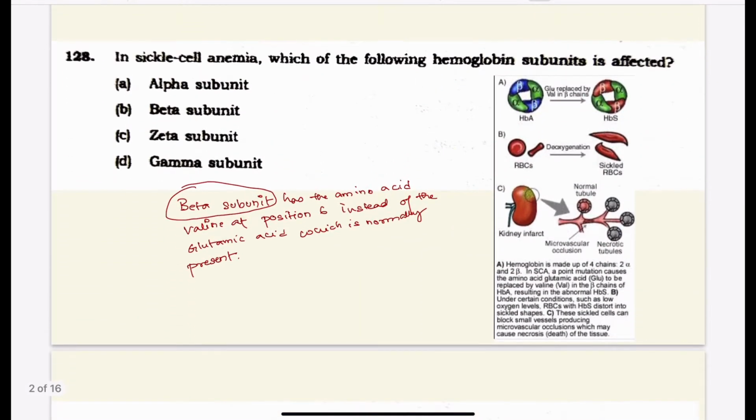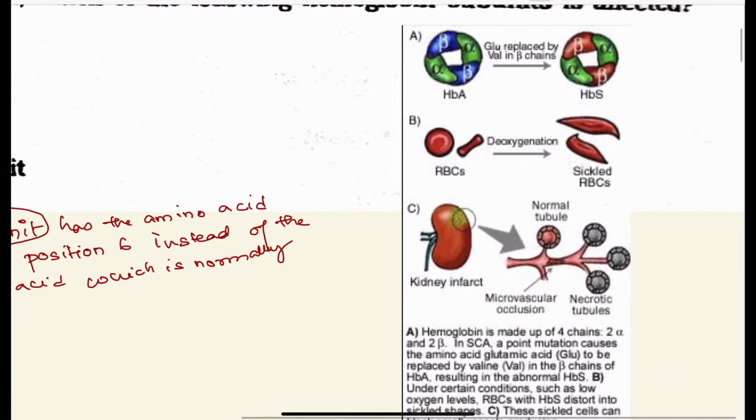First question: in sickle cell anemia, which of the following hemoglobin subunits is affected? We know sickle cell anemia is a disease where the hemoglobin protein undergoes a mutation. HbA and HbS, the mutated form, both have alpha and beta subunits.